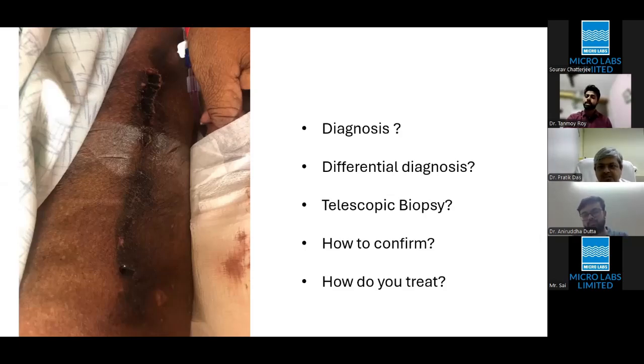So something is called a telescopic biopsy. Do you know what is that and how it is helpful in such a situation?